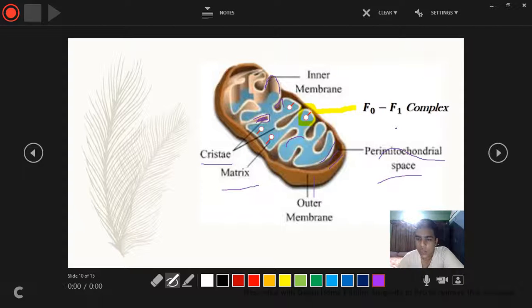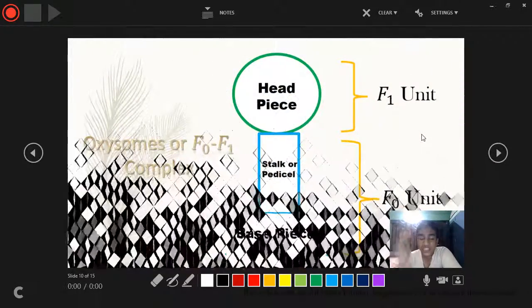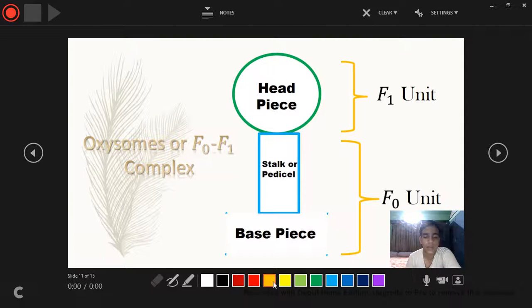They have the main role in ATP production, that is, energy production. They are the structural units which help most, because of them only the energy is produced. This is just the simple structure of mitochondria. This is the structure of oxysome or F0F1 complex. Why it is called F0F1, I will tell you.